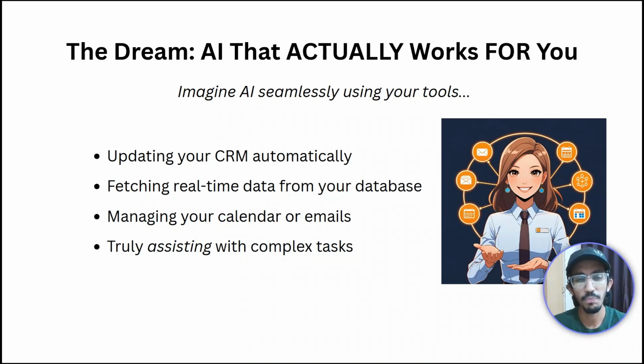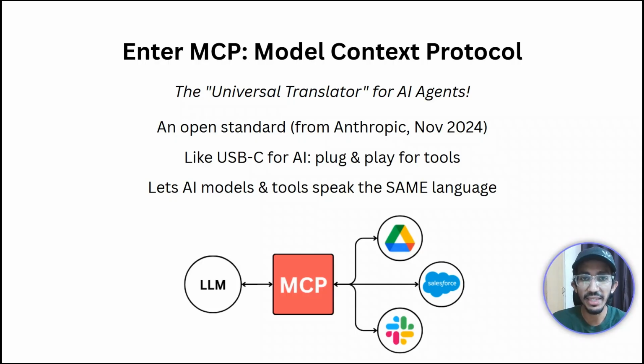But what's the dream? The dream is AI that actually works for you. Imagine an AI that can seamlessly use your tools, automatically updating your CRM after a call, fetching real-time data from your company database to answer a complex query, managing your calendar, or even drafting and sending emails on your behalf. Truly assisting with complex multi-step tasks. That's where we are headed. And the technology making this dream a practical reality is MCP, the Model Context Protocol.